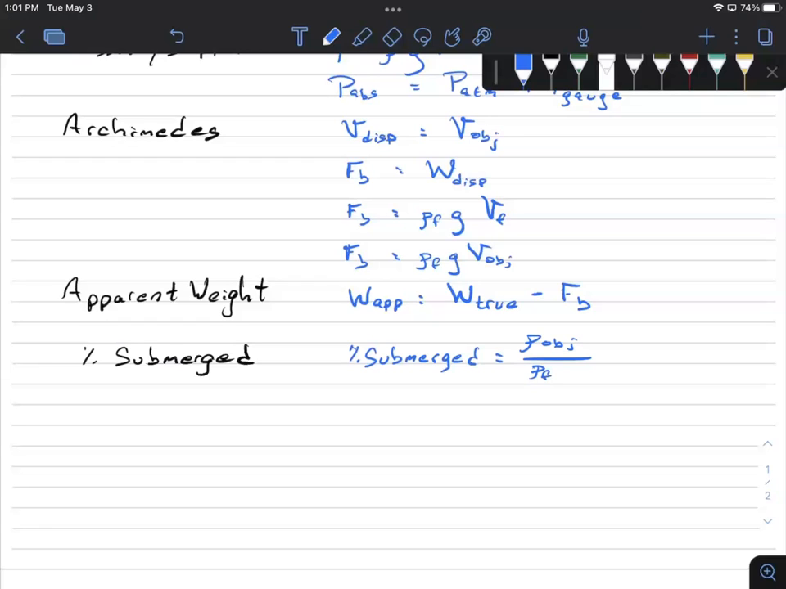The only thing you have to be careful of is, does the question tell you how much is above the water, or does it tell you how much is below the water? To use this, it's how much is submerged, so how much is below the water. So be careful when you're reading the questions that the question doesn't tell you how much is above the water. The aircraft carrier, 3/4 of the aircraft carrier is above the water. Well, you don't put 3/4 here, you put 1/4, because you want how much is below the water.